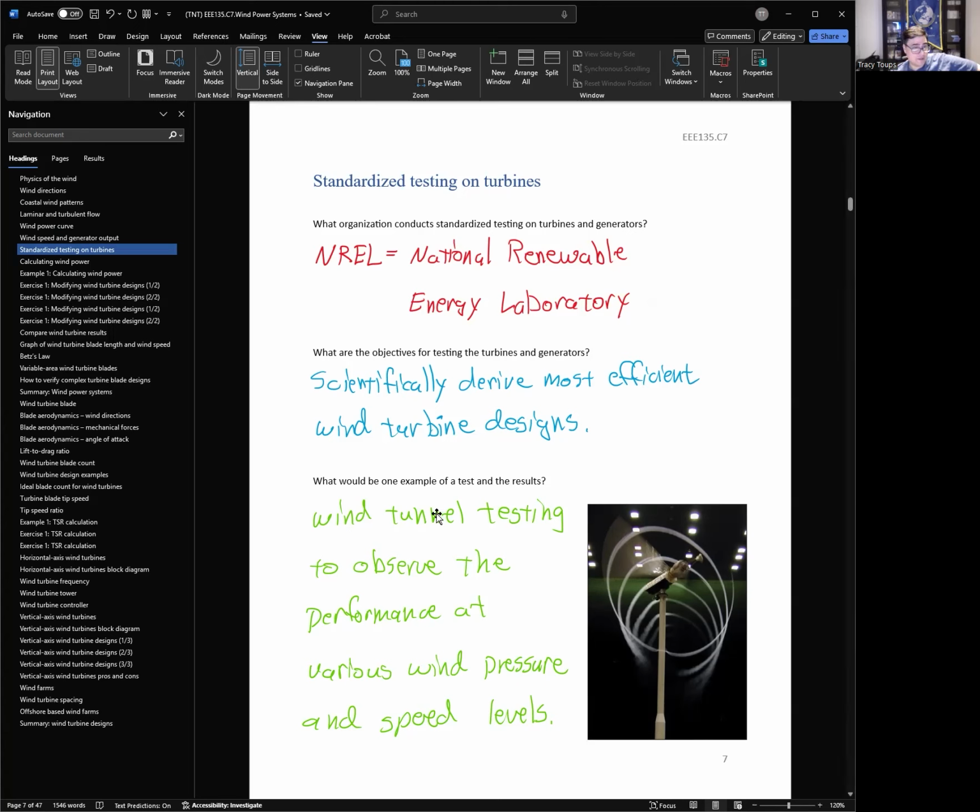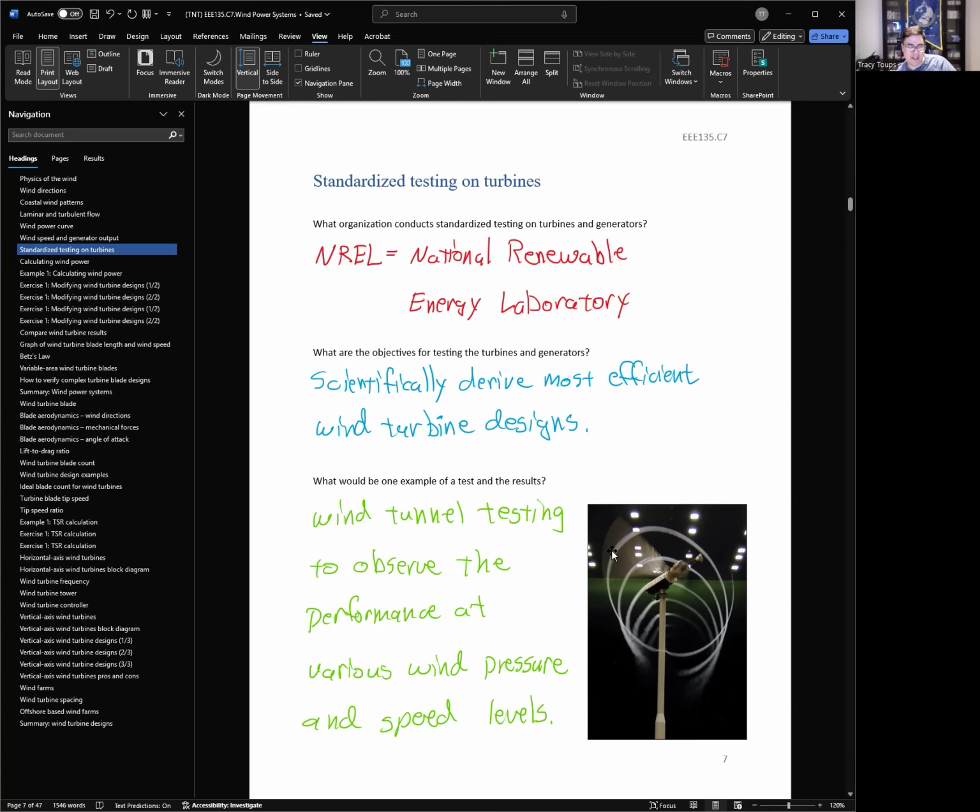What's one of the example tests they use? They use a wind tunnel test. Inside the building, they have a bunch of fans that artificially create 40 miles per hour winds to blow into the wind turbine, and we can observe the power output, the vibration, the temperature, everything, because it's in a closed environment. We can fully control which direction the wind's coming from, the speed, the air density, everything. It's like a perfect experimental laboratory. So wind tunnel testing is used to observe the performance at various wind pressure and speed levels.